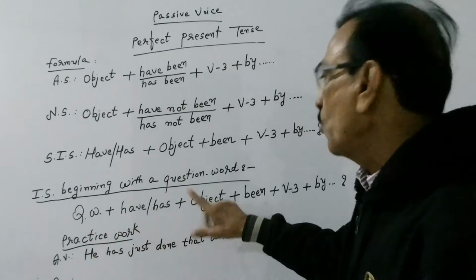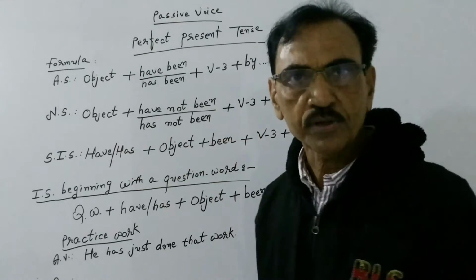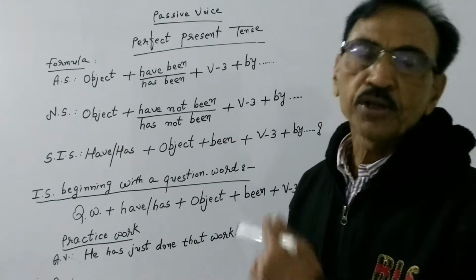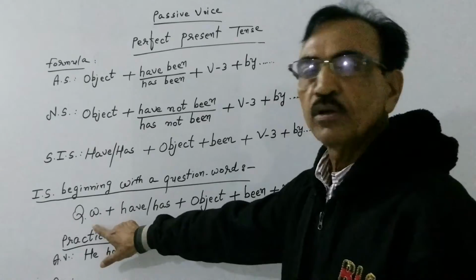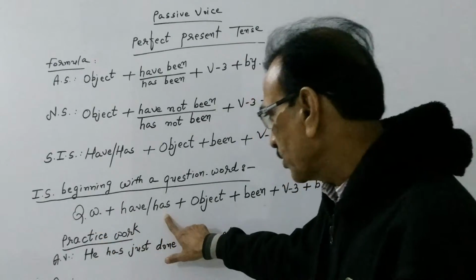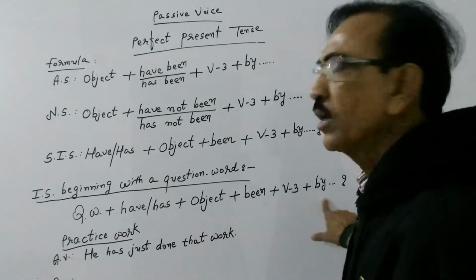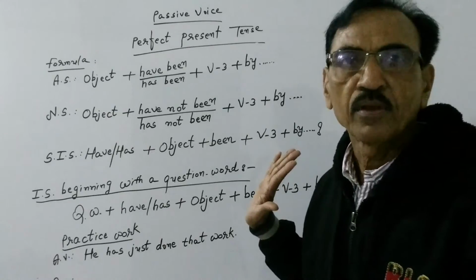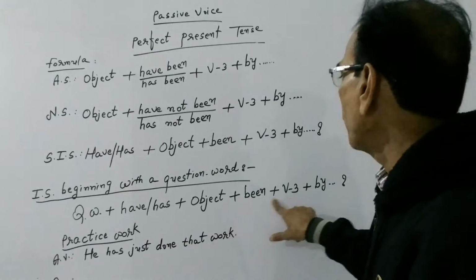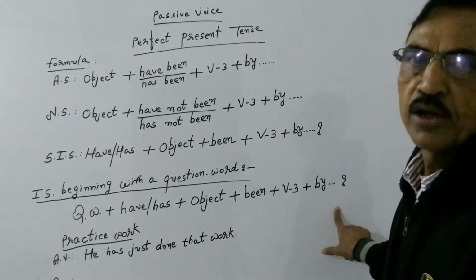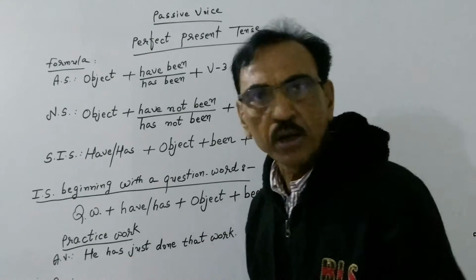Why have you brought your dog in the class? In this sentence, your dog is an object. Why is a question word. So, why has your dog been brought in the class by you? Question mark. I am again repeating the sentence: why has your dog been brought in the class by you? Question mark.